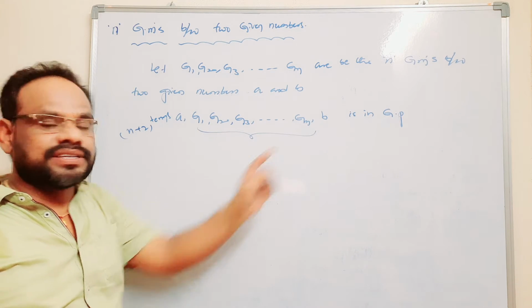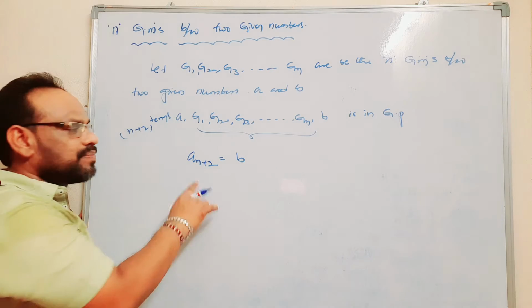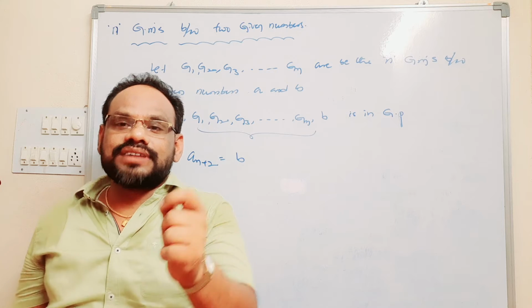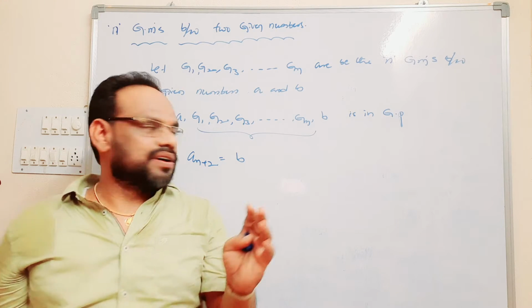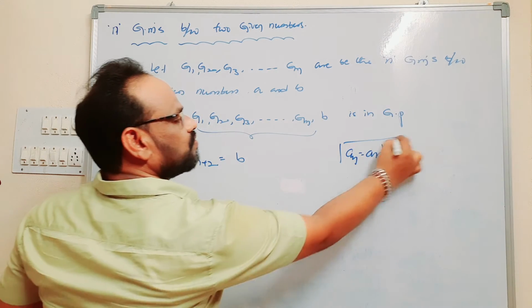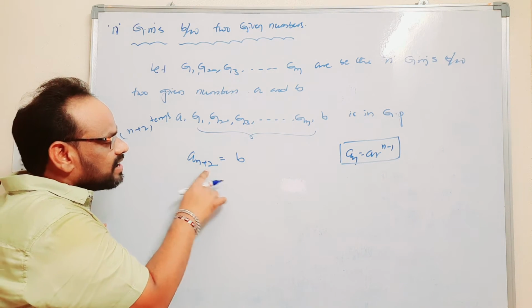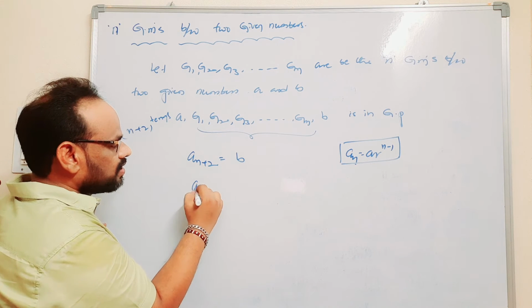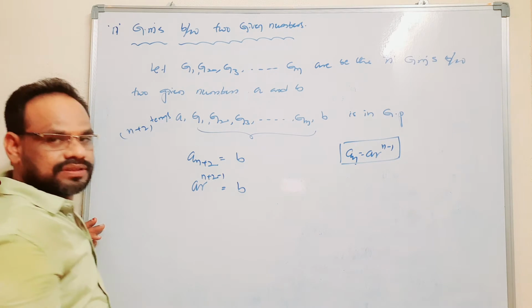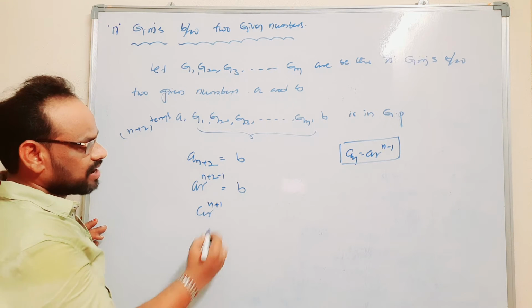The position of B is the n plus 2 term, which is nothing but B. We know that in geometric progression, the general term or nth term is an equals AR power n minus 1. Here a(n plus 2) means AR power n plus 2 minus 1 is equal to B. AR power n plus 2 minus 1 is nothing but n plus 1. AR power n plus 1 is equal to B.